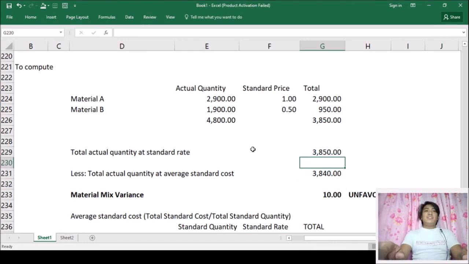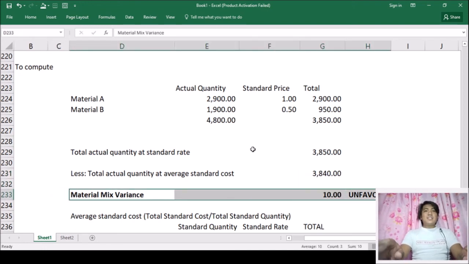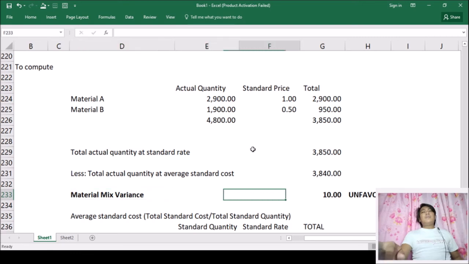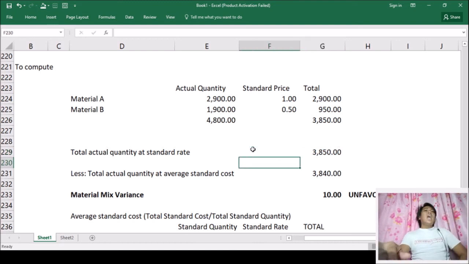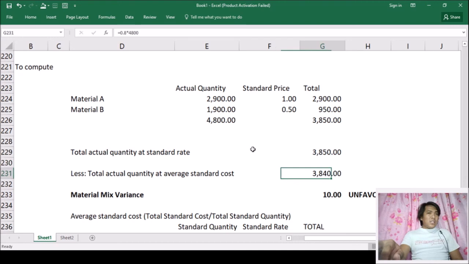The difference of these two, okay, ito yon. That is the material mix variance. Kaya, na-compute ko po yung 10 piso na material mix variance. The difference between the total actual quantity at standard rate and the total actual quantity at average standard cost is the material mix variance. How about, sir, kung labor mix to? Well, same pa rin. The total actual hours at standard rate versus the total actual hours at average standard cost is the labor mix variance.